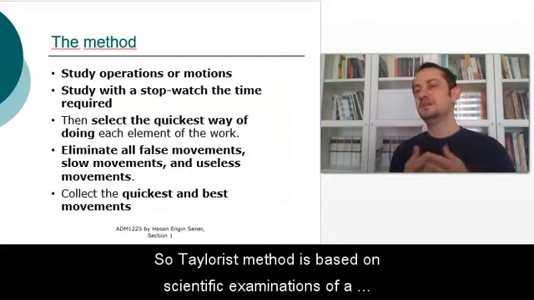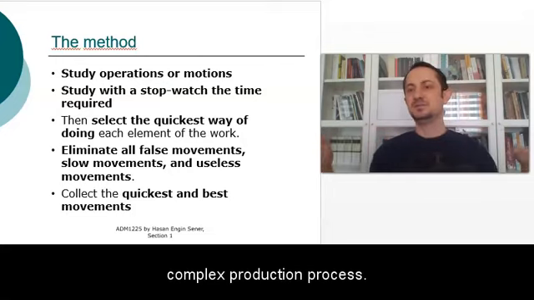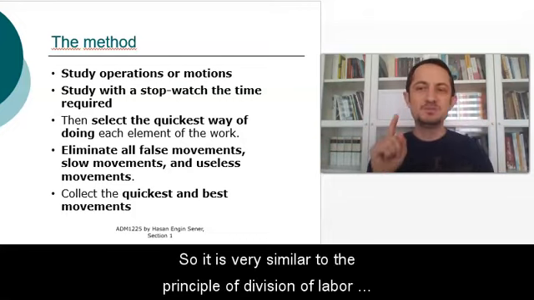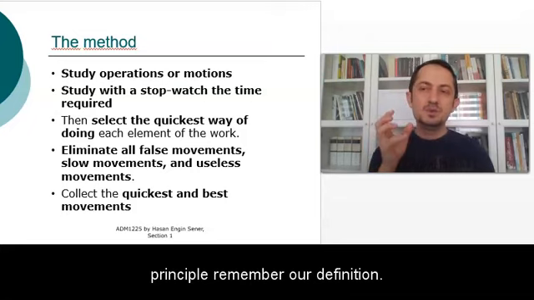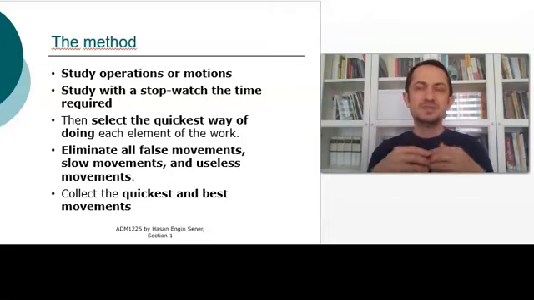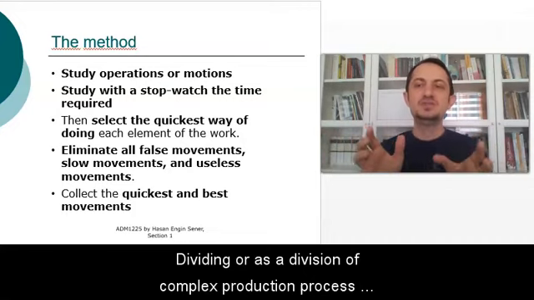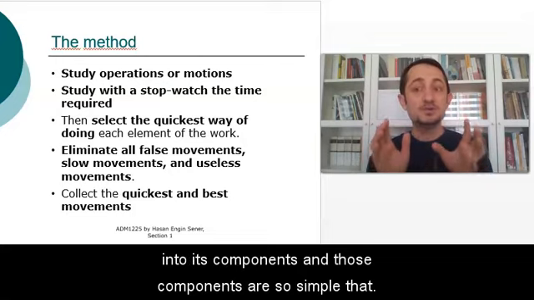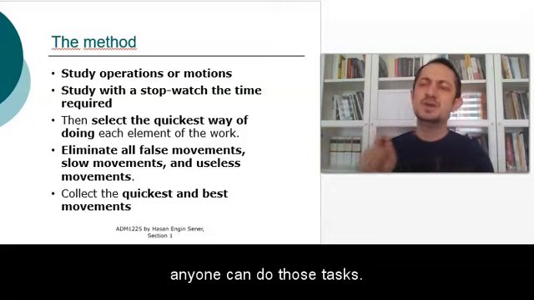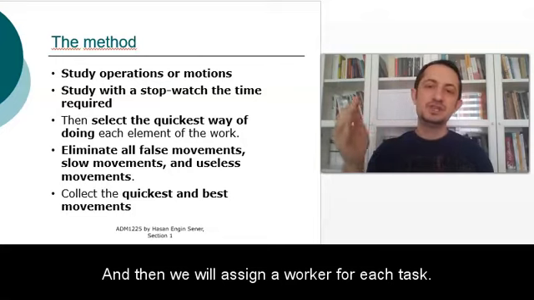So Taylorist method is based on scientific examinations of a complex production process. So it is very similar to the principle of division of labor principle. Remember our definition. We define the principle of division of labor as dividing, or as a division of complex production process into its components. And those components are so simple that anyone can do those tasks. And then we will assign a worker for each task.